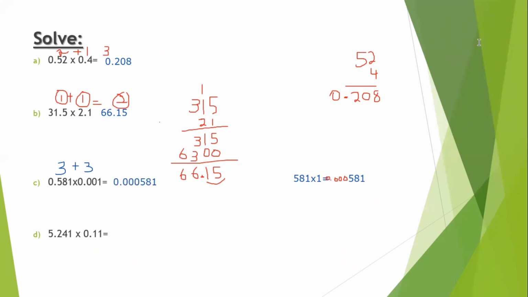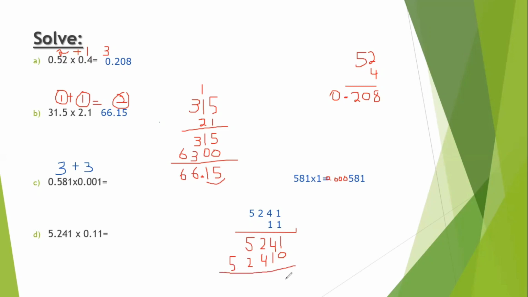D. 5.241 times 11. So first, ignore the decimal point. First, let's multiply. 5,241 times 1 equals the same number. Any number times 1 will be the same. Then put 0 and multiply 5,241 by the other 1. It will be also the same. Now, let's add the two numbers.